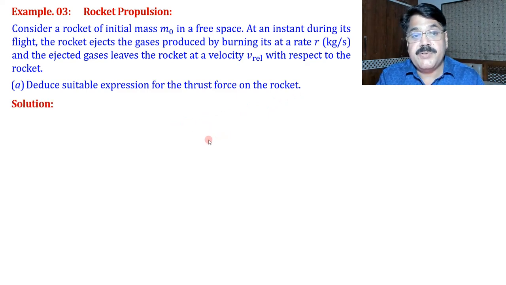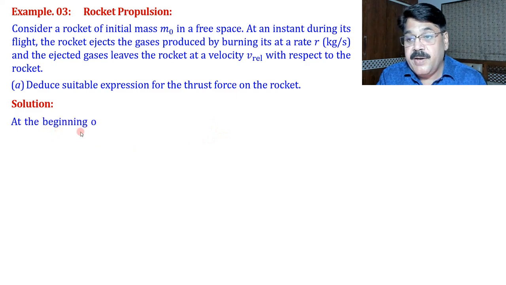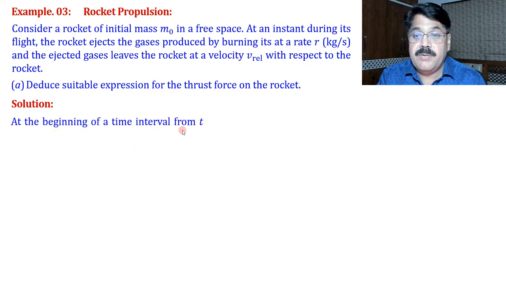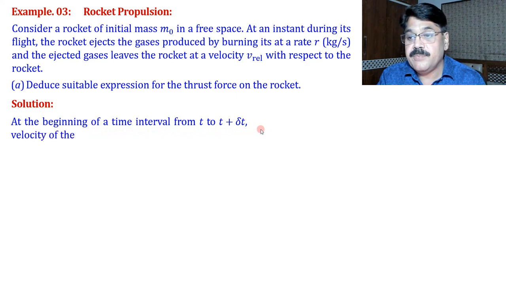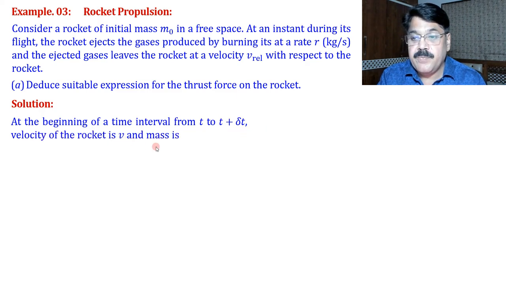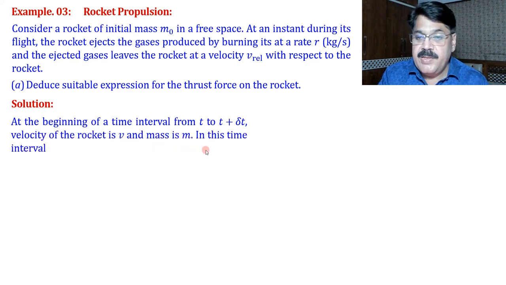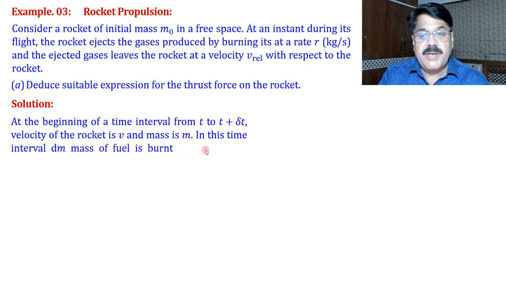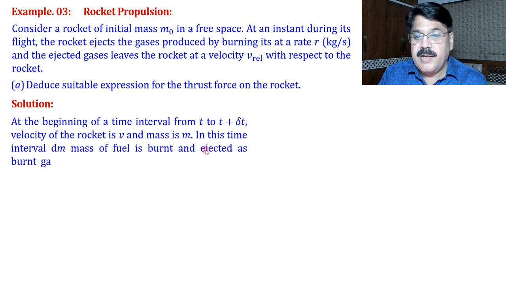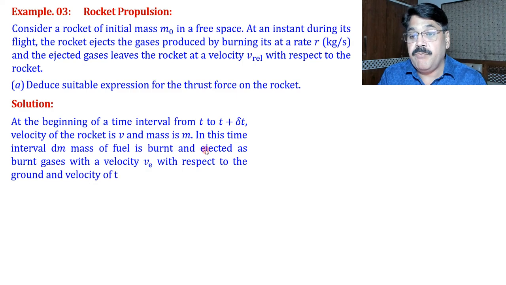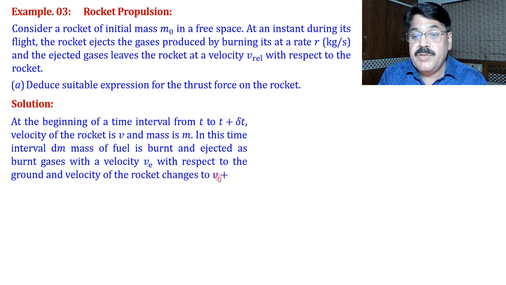Again, we use the same strategy. At the beginning of a time interval from t to t plus delta t, velocity of the rocket is v and mass is m. In this time interval, let dm mass of the fuel be burnt and ejected as burned gases with a velocity v escape with respect to ground, and velocity of the rocket changes from v to v plus dv.